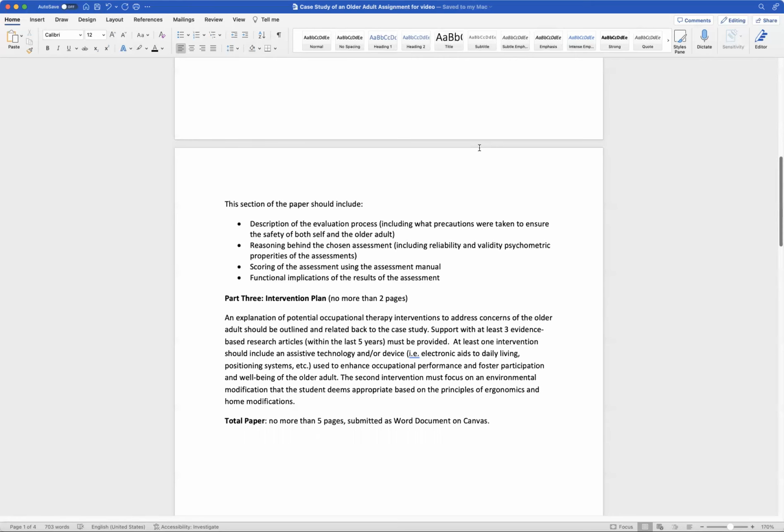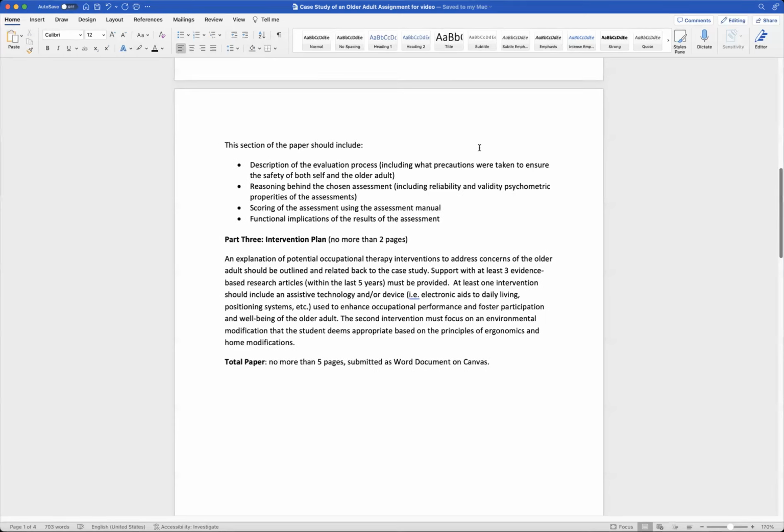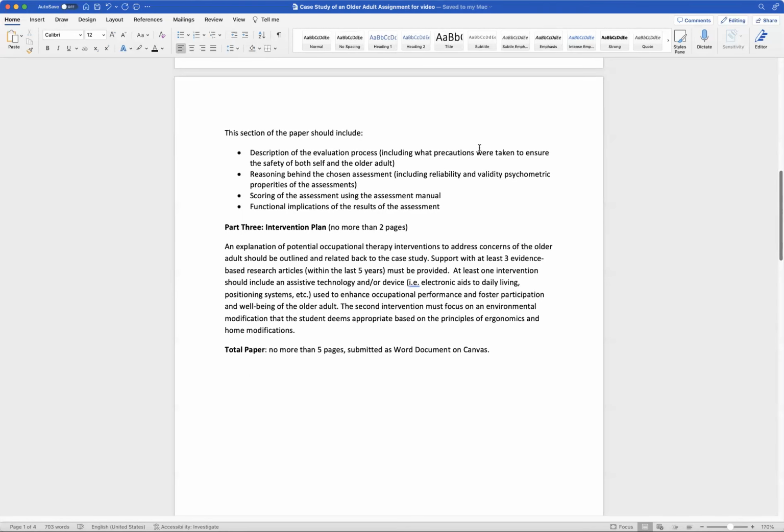The next is the reasoning behind the chosen assessment. So that includes definitely highlighting, well, in their occupational profile, they said that they were having some trouble with their memory and remembering to take their medications. That's why I chose this assessment, etc. It should also include the reliability and validity psychometric properties of the assessments, and that you'll find in the research, or even the instruction manual from the assessment tool. Next, you're going to include the scoring of the assessment using the assessment manual, so it should be cited.